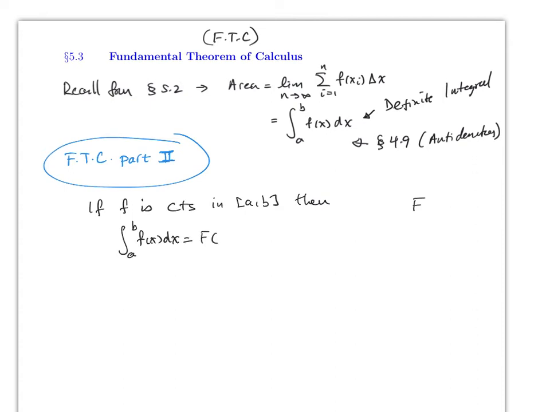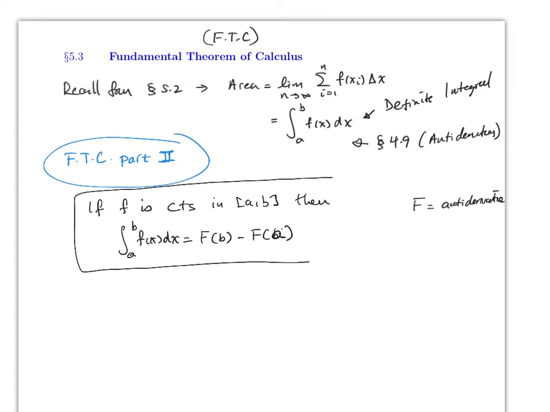So capital F will be the antiderivative. Okay. So it will be F of b minus F of a. So capital F will be the antiderivative. Okay, so this is the theorem. It's going to be very, very useful. Okay, so let's see how this works.